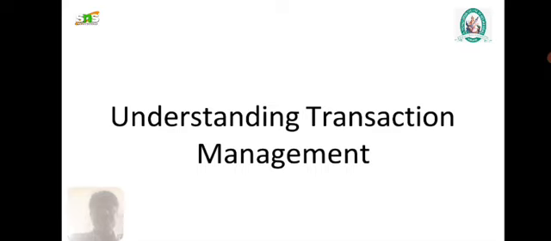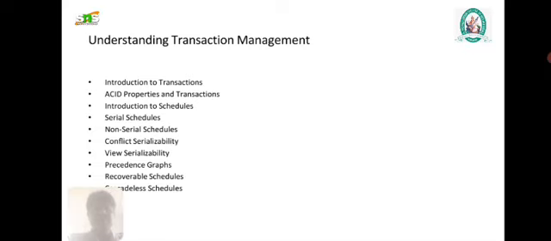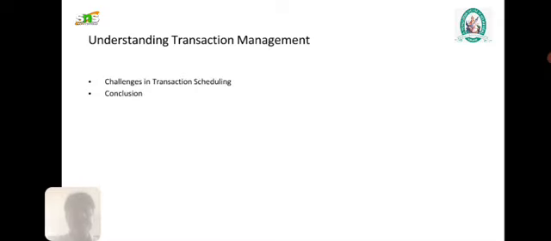Today we will discuss understanding transaction management. This is the agenda. First of all, the introduction to a transaction and ACID properties in transaction, and the introduction to schedules, serial schedules and non-serial schedules, and conflict serializability and view serializability, and precedence graphs and recoverable schedules, and cascadeless schedules. Then challenges in transaction scheduling and conclusion.